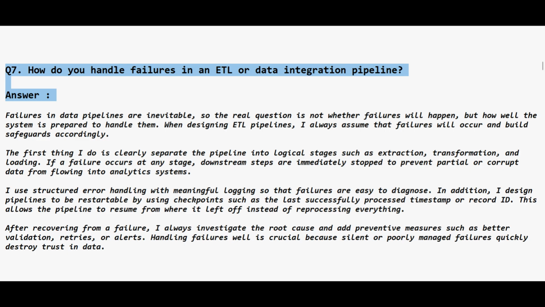In addition, I design pipelines to be restartable by using checkpoints, such as the last successfully processed timestamp or record ID. This allows the pipeline to resume from where it left off instead of reprocessing everything. After recovering from a failure, I always investigate the root cause and add preventive measures such as better validation, retries, or alerts. Handling failures well is crucial because silent or poorly managed failures quickly destroy trust in data.